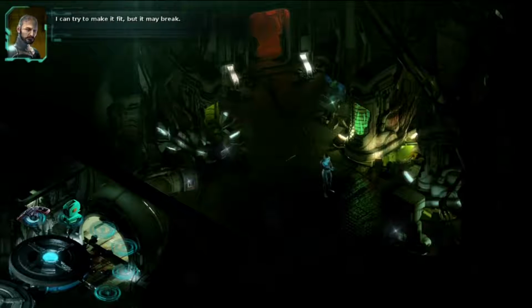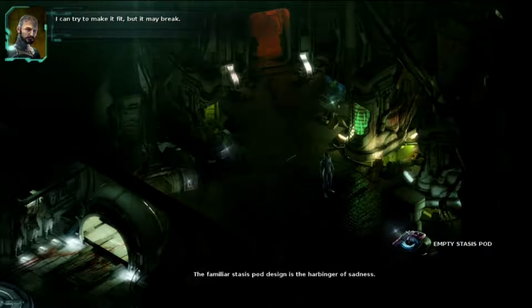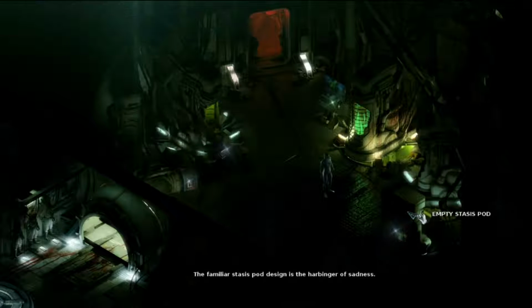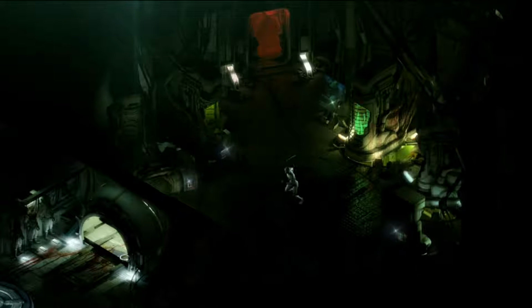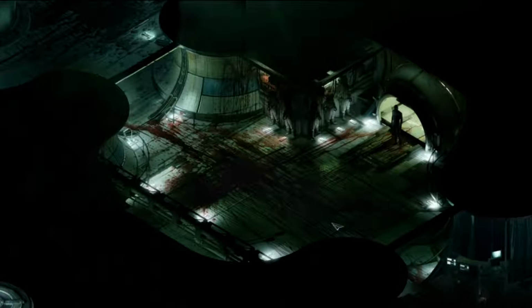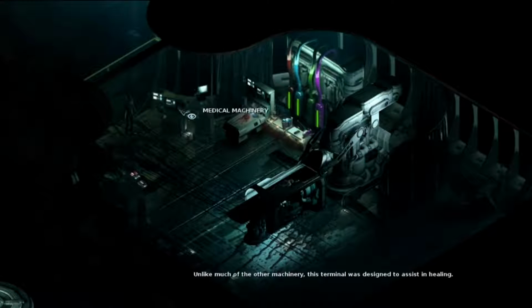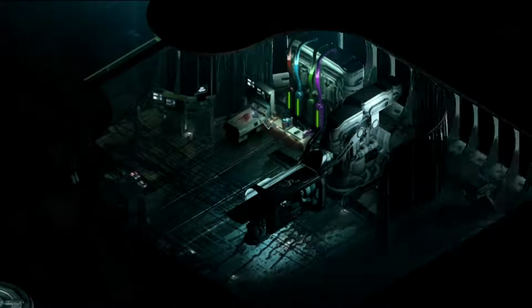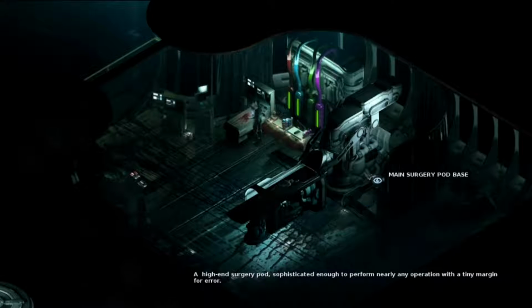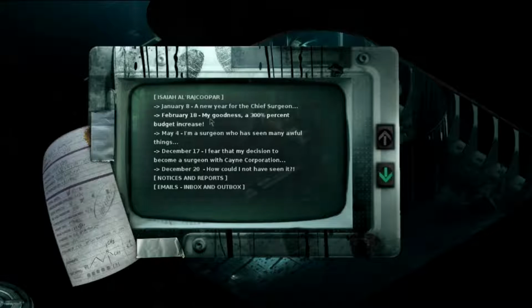Try to make it fit, but it may break. No, that won't work. So these are kind of like molecules. I think we saw some molecules somewhere. Didn't we see some molecules? See the PDA? No, I don't think this is gonna be it.